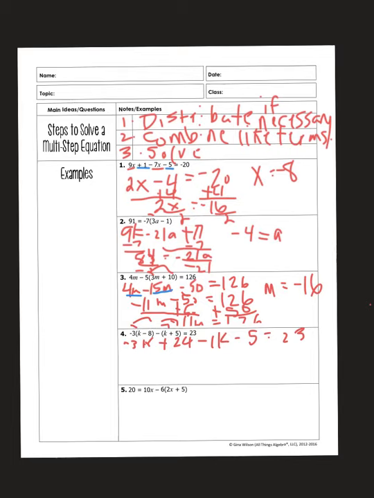Okay. Now, let's combine like terms. We have -3k and -1k, and 24 and -5. -3k minus 1k is -4k, and 24 minus 5 is 19, equals 23. Subtract 19 from both sides, and we have -4k equals 4.